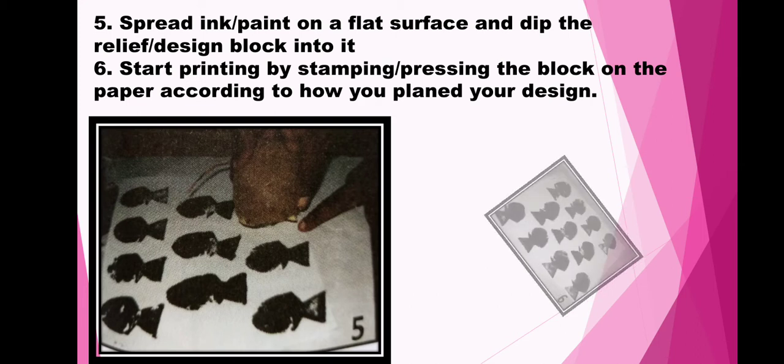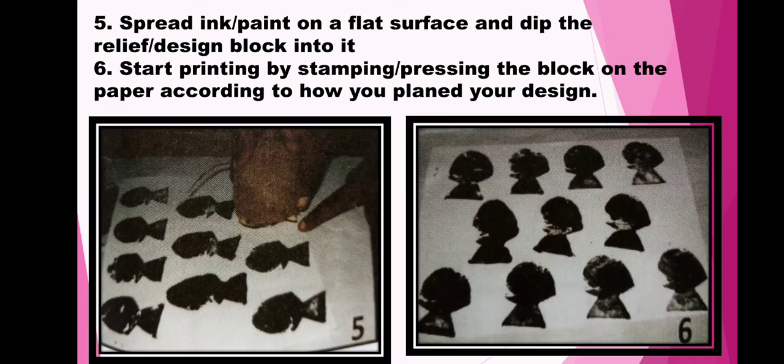Then the last point says, we now start printing by stamping or pressing the block onto the paper according to how you plan your design. That is why we once said, before you print, you need to know how you are going to arrange your design in order to obtain a nice pattern. So this is the first method one can use when it comes to block printing.